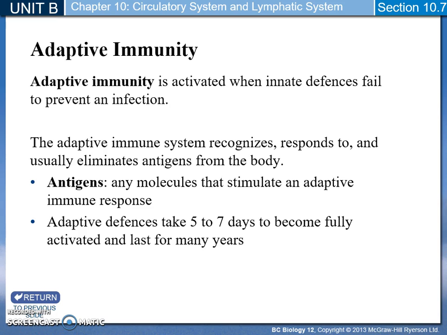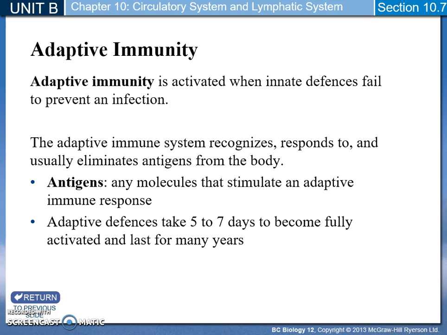So that brings us to adaptive immunity, and adaptive immunity is activated when innate defenses fail to prevent an infection. So the adaptive immune system recognizes, responds to, and usually eliminates antigens from the body. Now, what do we mean by an antigen? An antigen is any molecule that stimulates an adaptive immune response.